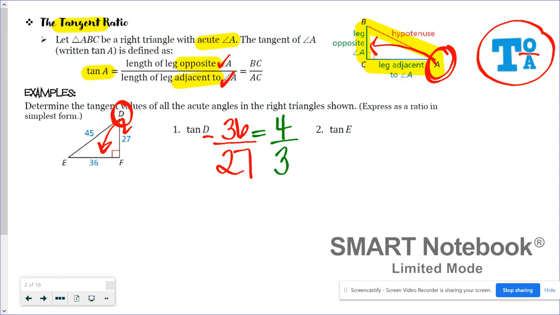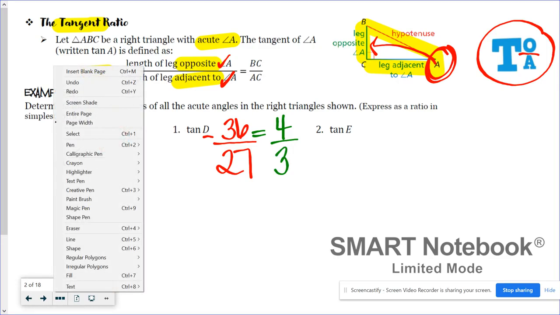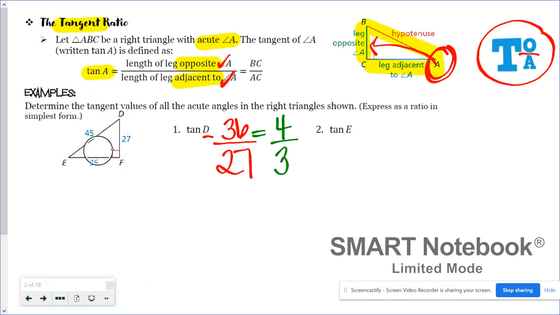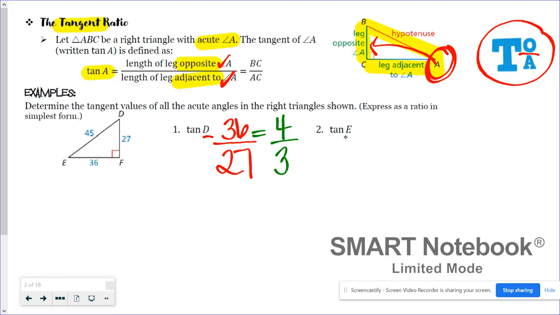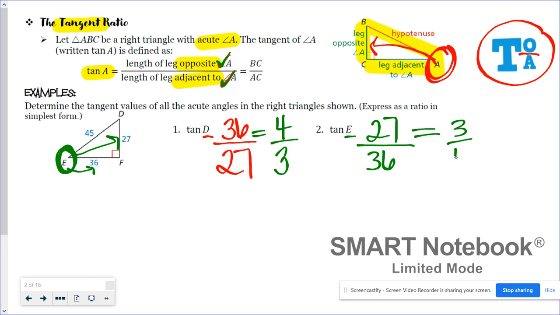Okay, so that was for angle D. Problem number 2 wants us to work with angle E. So I'm going to erase my work there, and I'm going to circle angle E because that's what we're working with in problem number 2. So tangent is the opposite over the adjacent. Opposite angle E is the side measuring 27 units. Adjacent to angle E is the side measuring 36. And this would reduce down to 3/4.